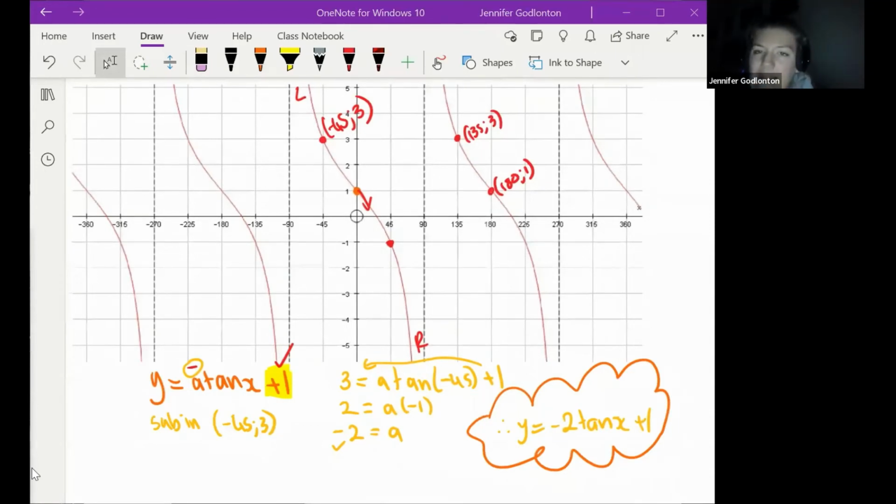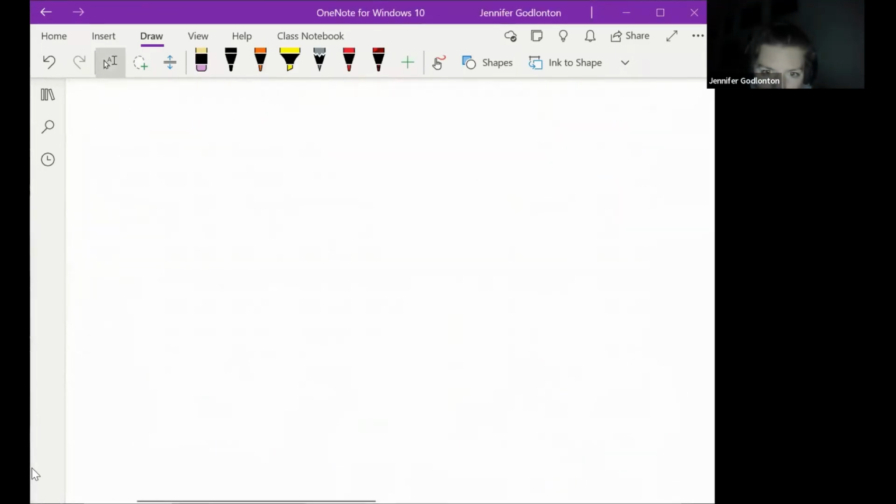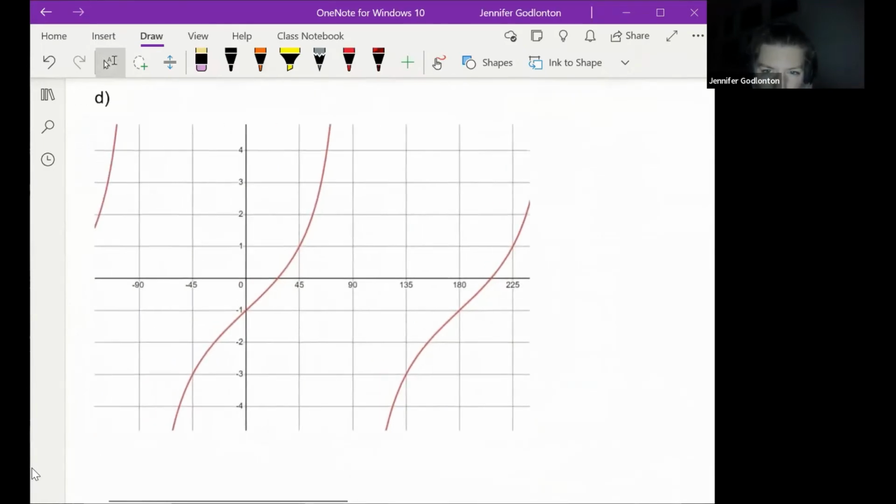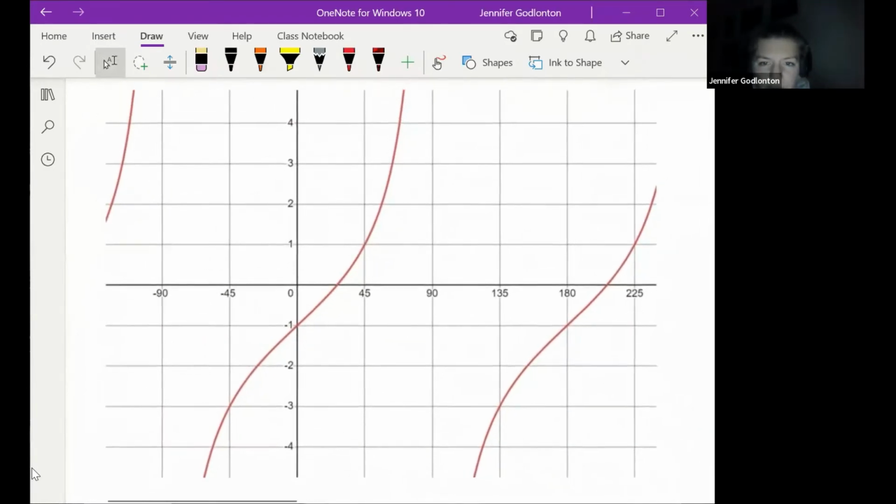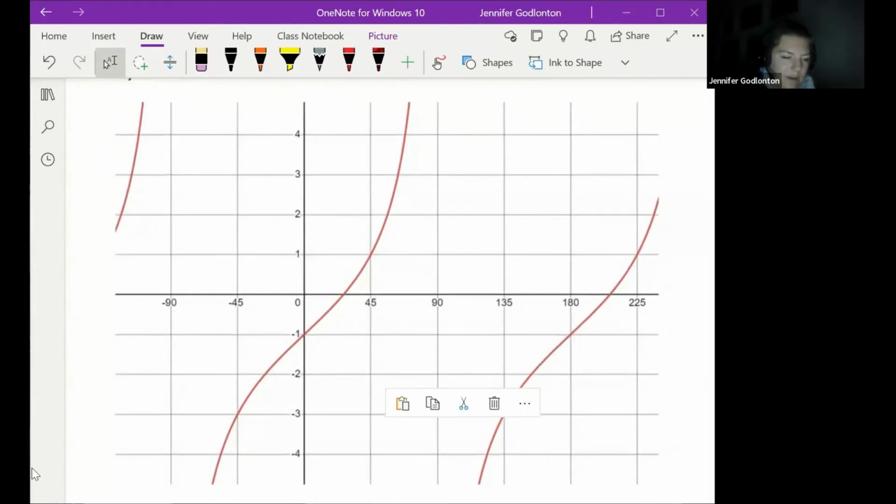Okay, let's give another one a try and see if we are getting better at this slowly. Do I like this one? Yeah, this is a nice one. Okay. Let's do this, guys. Don't worry.